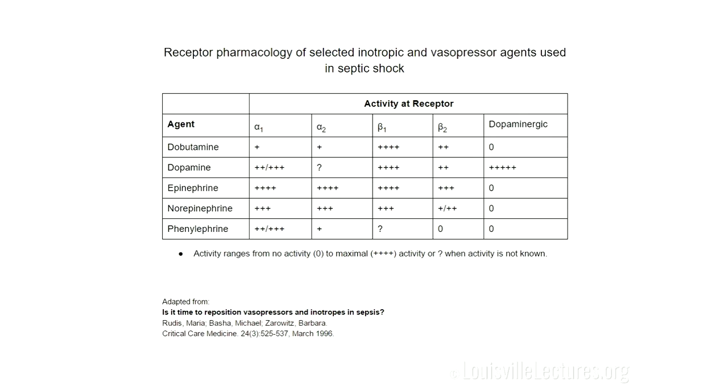So this is just a summary from a review article, kind of old but very interesting, looking at the effect of the different vasopressors on the receptors. You can see here dobutamine basically has very little effect on alpha-1 and alpha-2, but a lot of effect on beta-1 and some effect on beta-2. Dopamine has some effect on alpha-1, no effect on alpha-2, a lot of effect on beta-1, some effect on beta-2, and of course has dopaminergic effect as well. Epinephrine basically has effect on all receptors except dopaminergic receptors. Norepinephrine also has effect on all receptors except the dopaminergic. And phenylephrine is predominantly an alpha-1 agonist.